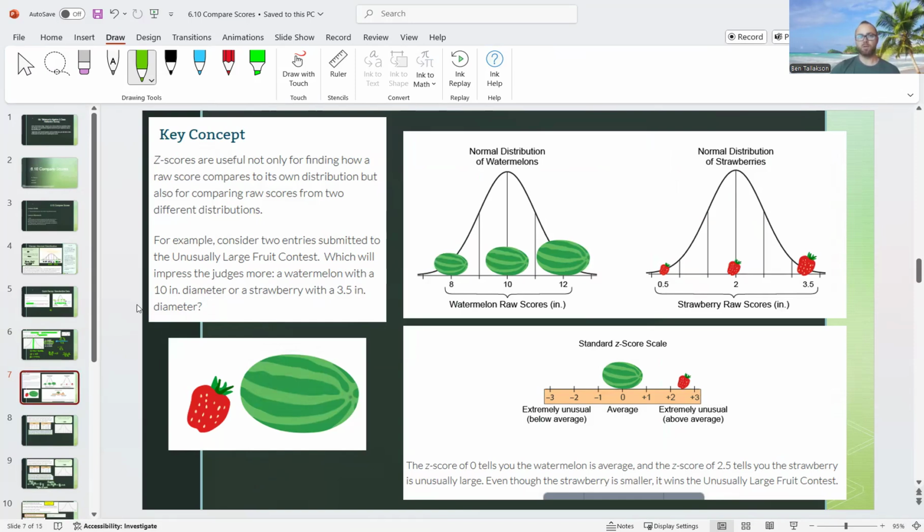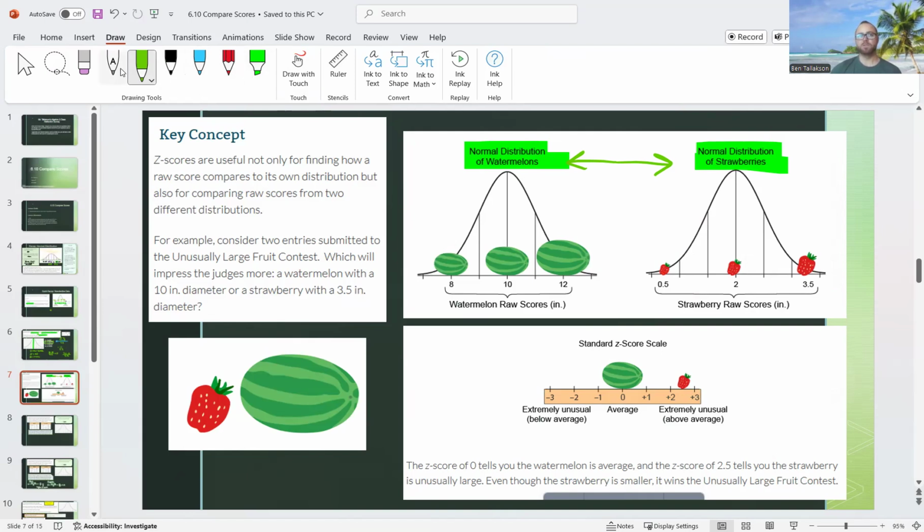Z-scores are useful not only for finding how a raw score compares to its own distribution, but also for comparing raw scores from two different distributions. For example, here's the normal distribution of watermelons, where we're comparing watermelons that are average and also below and above average in size. And here is a different normal distribution of strawberries doing exactly the same thing.